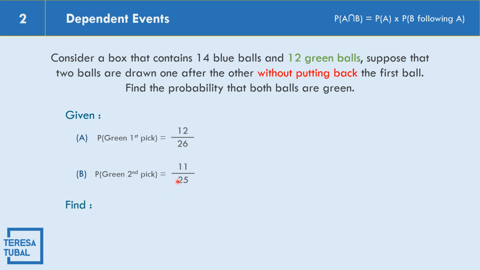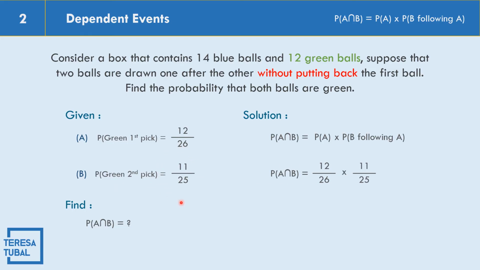Let us find now the probability that both balls are green. So let us represent it with the event A and event B. The formula is the probability of event A times the probability of B following A. The probability of the event A is equal to 12 over 26, while the probability of B following A, the second pick of the green balls, is equal to 11 over 25.